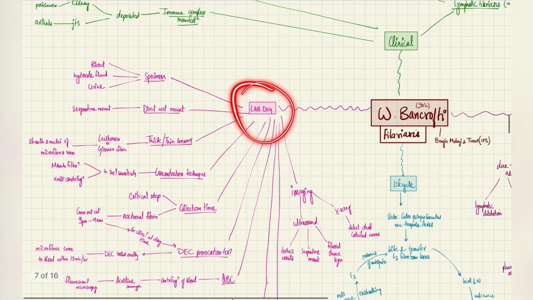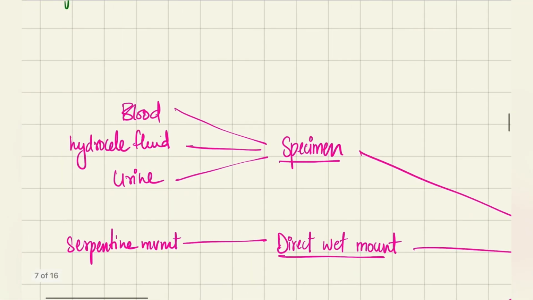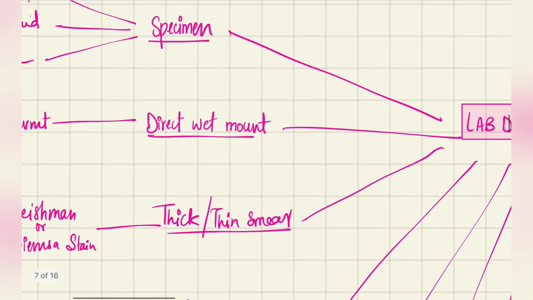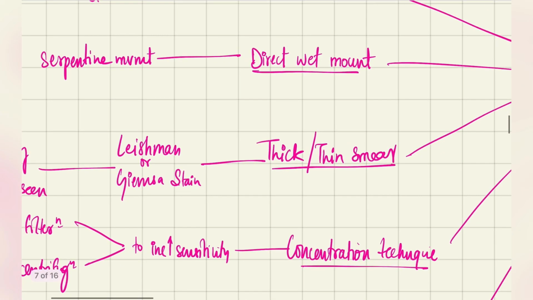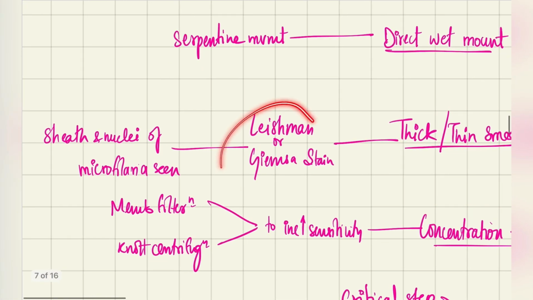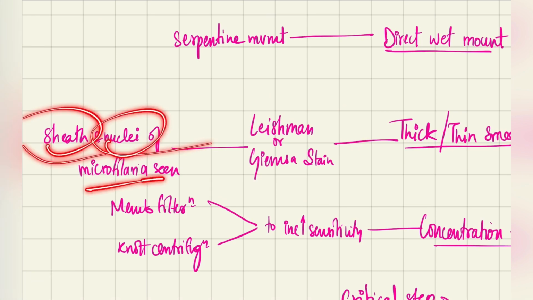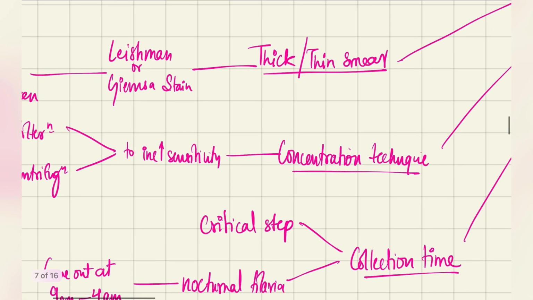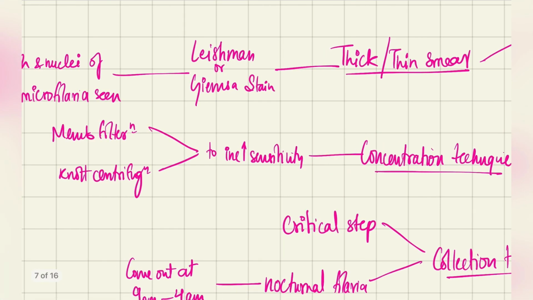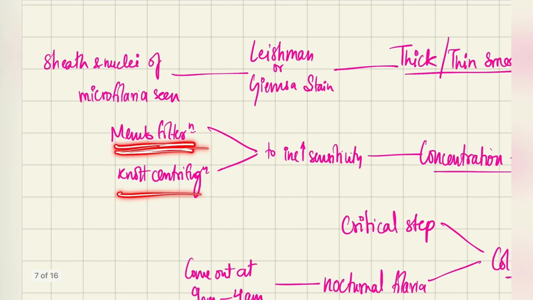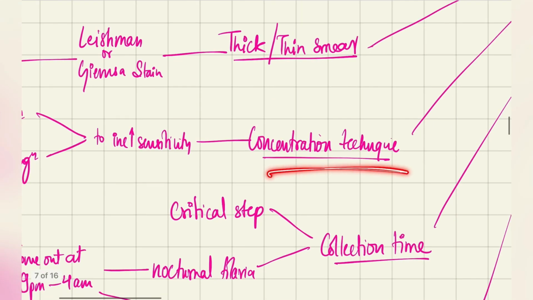Now coming to the lab diagnosis, the specimen taken for lab diagnosis is the blood, hydrocele fluid or urine, and under the direct wet mount we can observe classical serpentine movement. Thick thin smear, Leishman or Giemsa staining is used, and what we observe is a sheath and nuclei of the microfilaria. Okay, now concentration techniques are used to better detect the microfilaria or filaria in the blood, and this is to increase the sensitivity of tests, and this is membrane filtration and centrifugation. These are 2 concentration techniques.